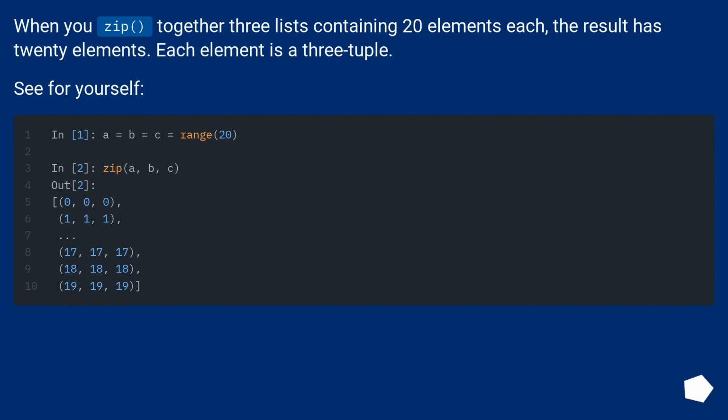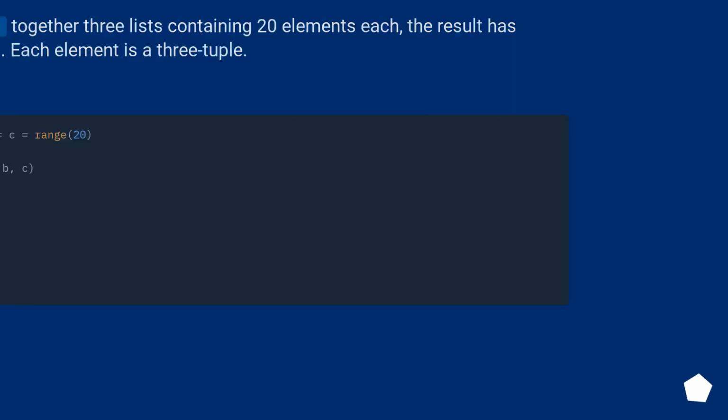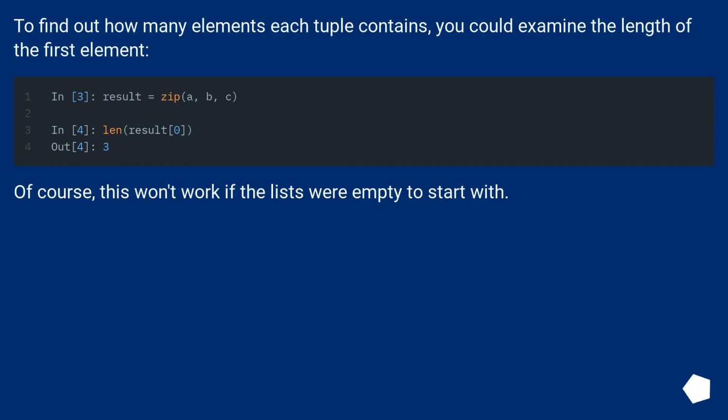When you zip together 3 lists containing 20 elements each, the result has 20 elements. Each element is a 3-tuple. See for yourself. To find out how many elements each tuple contains, you could examine the length of the first element. Of course, this won't work if the lists were empty to start with.